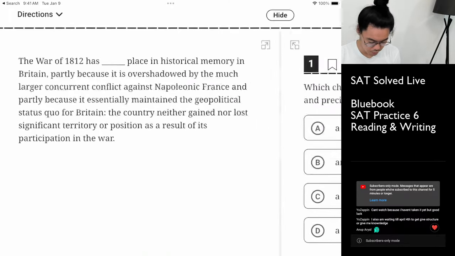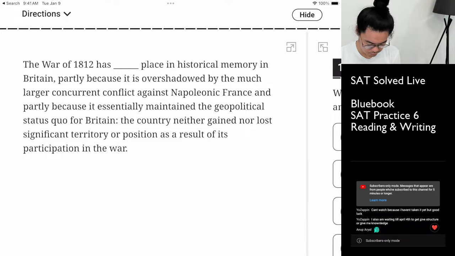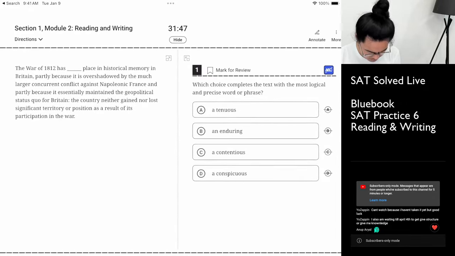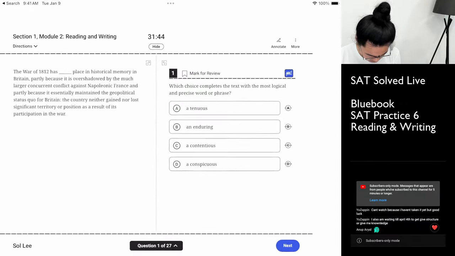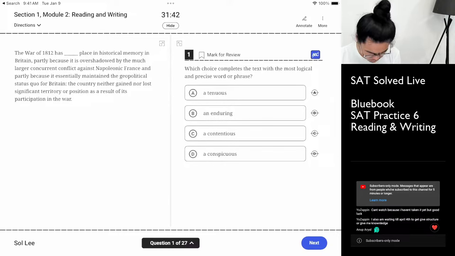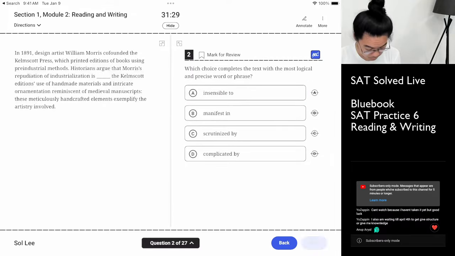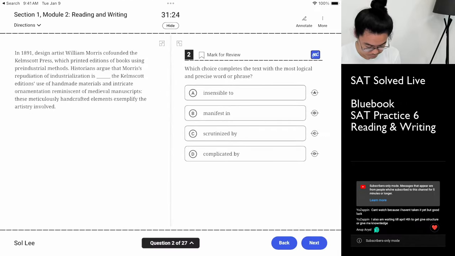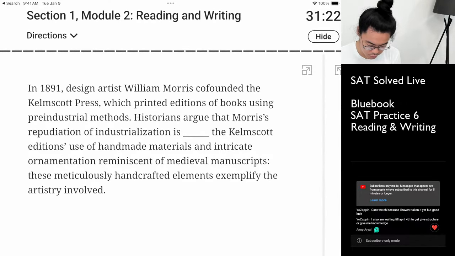Next module. War of 1812 has something place, a strong, a large place, a prominent place of mixed. Oh, no. Because it's a minor place, it's overshadowed. Yeah. Wow, I'm already fumbling right off the bat. College Board, don't be stupid. Don't do this stupid Zoom.